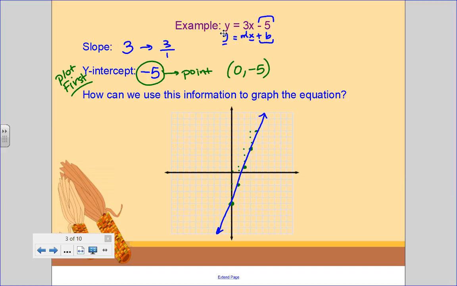This is a really quick and easy way to graph the equation of a line. Let's see, what else did I want to say about that? I think we're good. Okay, so let's do another one.